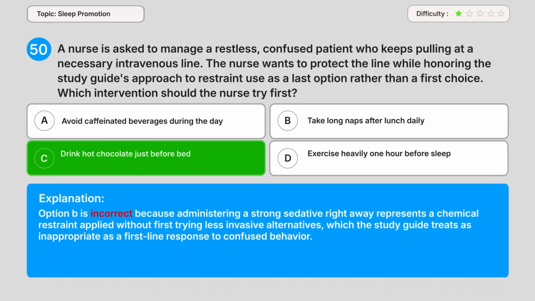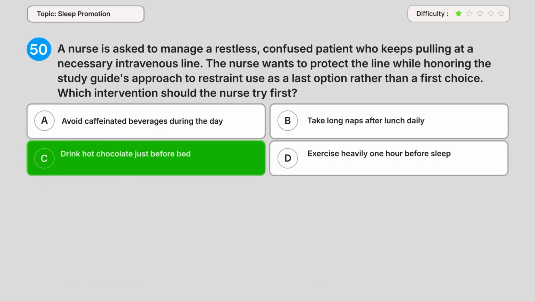Option B is incorrect, because administering a strong sedative right away represents a chemical restraint applied without first trying less invasive alternatives, which the study guide treats as inappropriate as a first-line response to confused behavior.